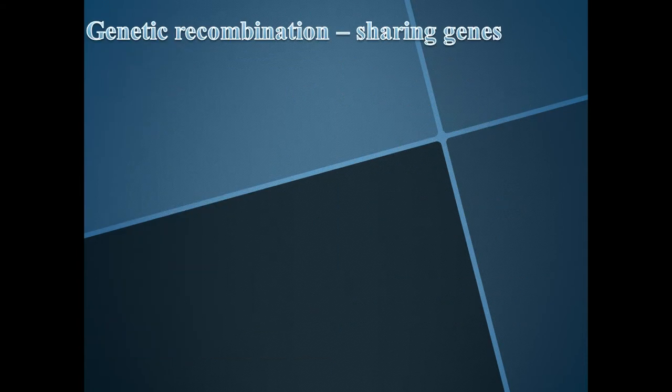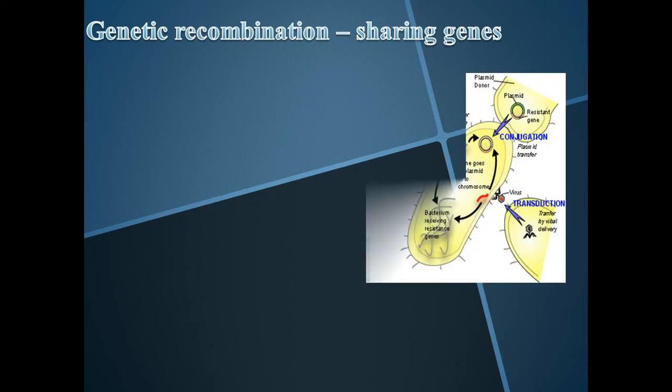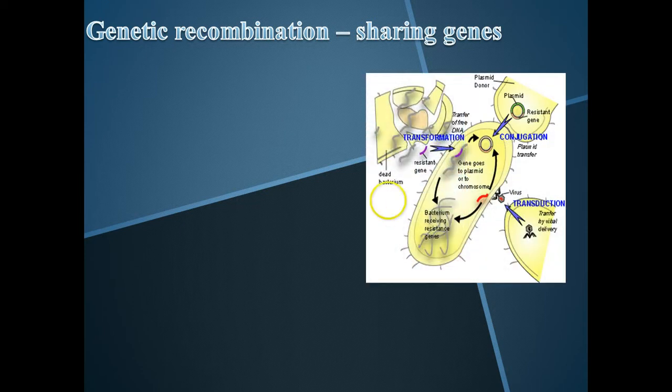There are, however, ways for bacteria to share genes among other bacteria. There are three ways, notice in this picture here. Transformation. The important part here is this little purple gene. Conjugation. And transduction. We'll learn about each of these three, starting with conjugation.